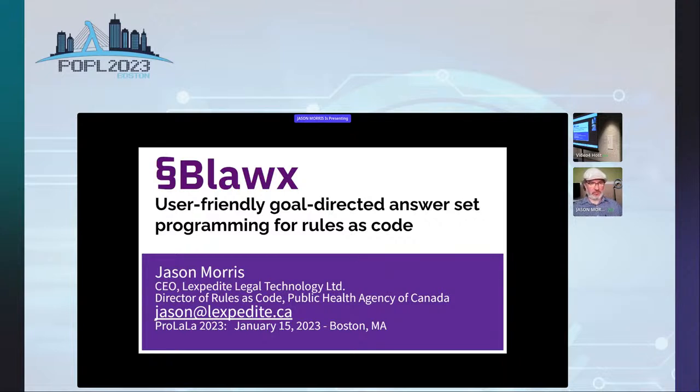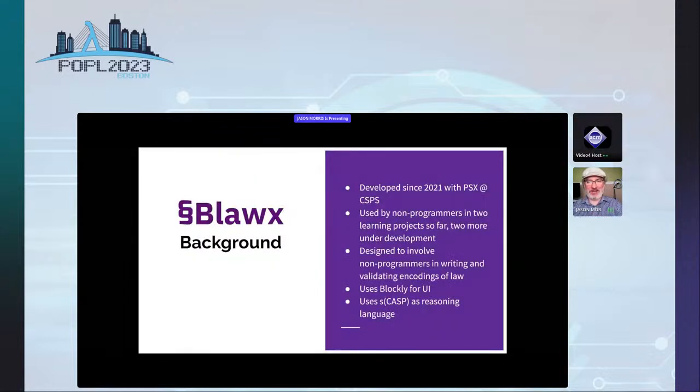So I'm going to be talking about Blocks, a user-friendly something for rules as code. The background is that I've been working on Blocks since the start of 2021 with a group at the Canada School of Public Service. That is a central agency in the federal government of Canada, kind of like the internal learning and teaching department. They have a subsection called PSX, Public Sector Experimentation, and that group has been doing rules as code experiments for quite a few years at this point.